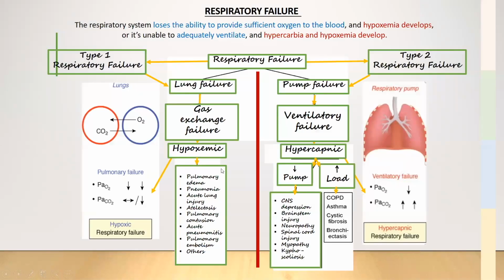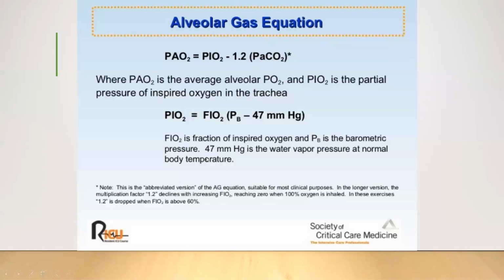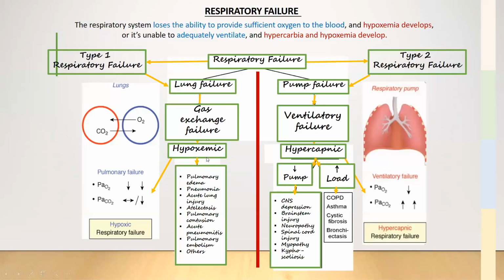And then we talk about a bit of respiratory failure. There are 2 types of respiratory failure, type 1 and type 2. Type 1 respiratory failure presents with hypoxia, and type 2 respiratory failure is the presence of hypoxia together with hypercapnia. The presence of hypoxia usually indicates a gaseous exchange failure, whereas type 2 respiratory failure indicates ventilatory failure.